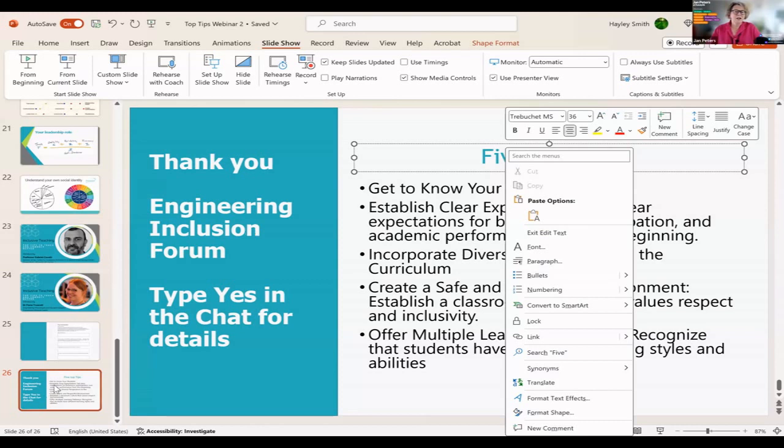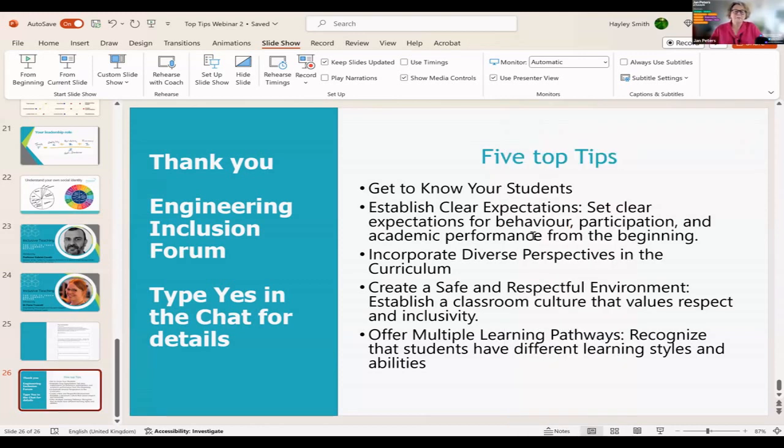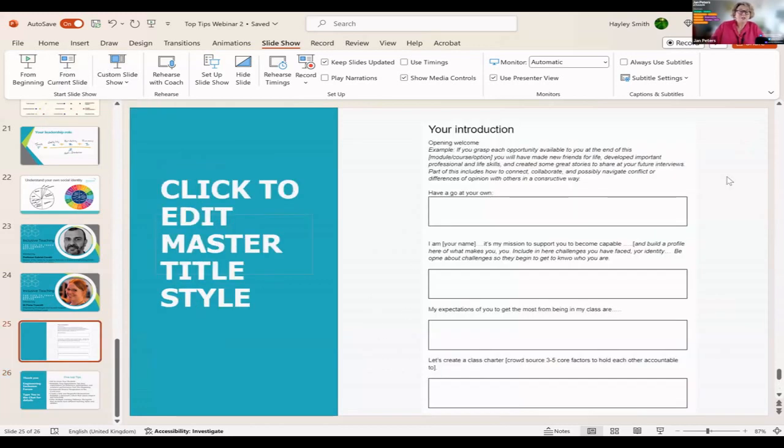Here we go. I've got a couple of top tips that I was going to share, which were really about getting to know your students, establishing clear expectations and setting those expectations for behaviours.